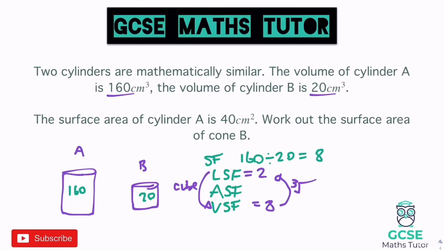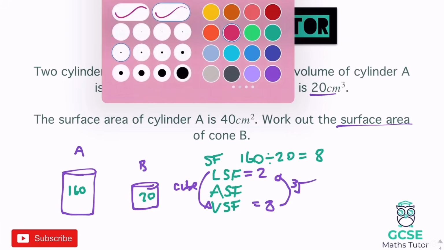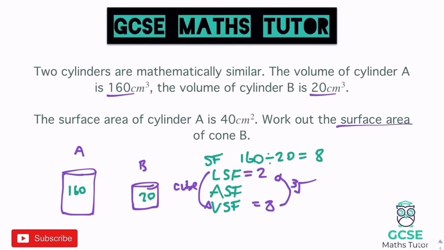Now the question here is asking me to work out the surface area. So I need the area scale factor. And if you remember just from the last one, to get from length down to area, we square it. So that'll be 2 squared, which would be 4. So my area scale factor is 4. Okay, so whenever you're given an area or a volume, you have to go back to length first to then get back to an area or a volume.